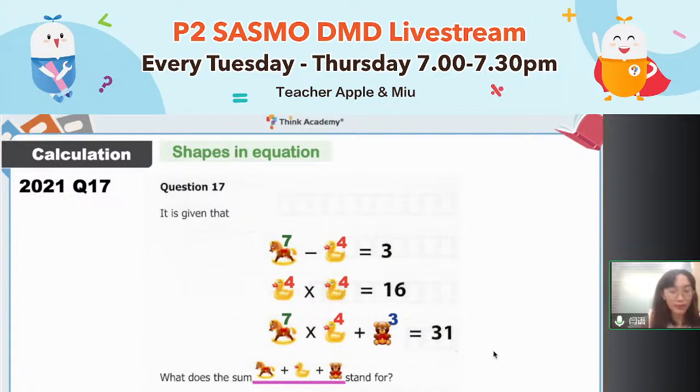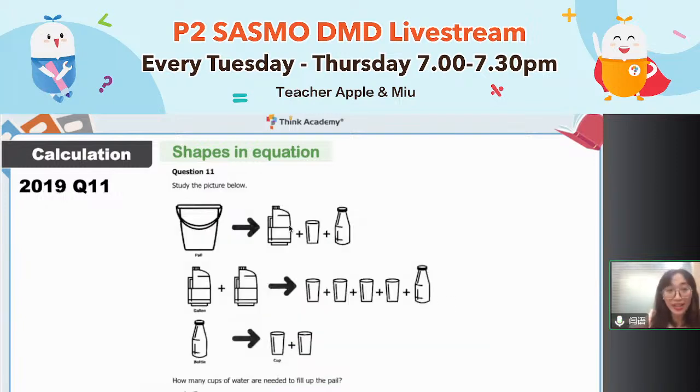Okay, good. Now, the last question. This is question 11 in the 2019 test paper. Okay, the last question of today's class. Firstly, everyone, try to read the picture by yourselves, and then move on to the question. How many cups of water are needed to fill up the pail? Again, I label it as A, B, C.